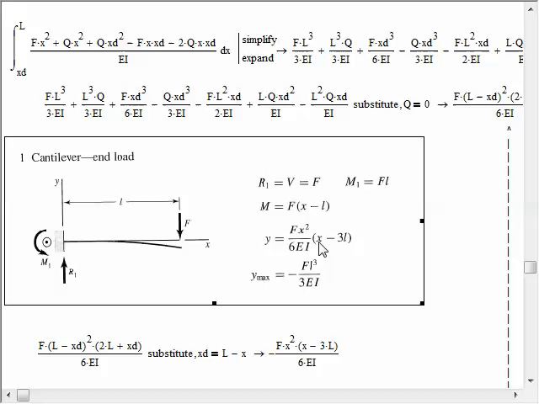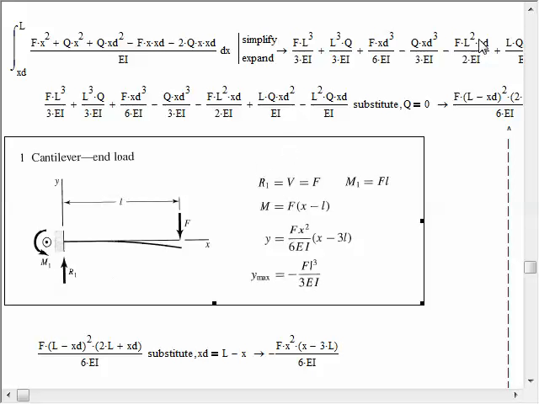Because x is certainly always going to be less than or equal to L. So x is certainly less than 3L. And if that's the case, this quantity is always negative. And if this quantity is always negative, then the deflection is always going to be negative everywhere for a cantilevered beam. And so they say a positive force downward causes a negative deflection, and they make the minus sign work out.